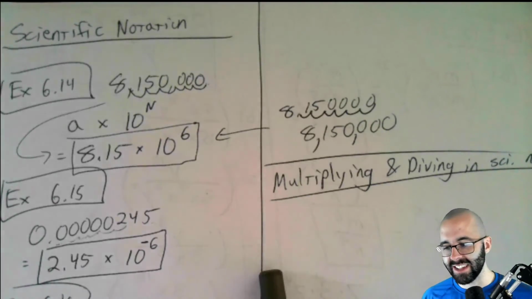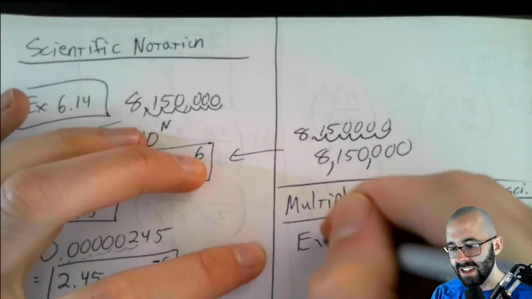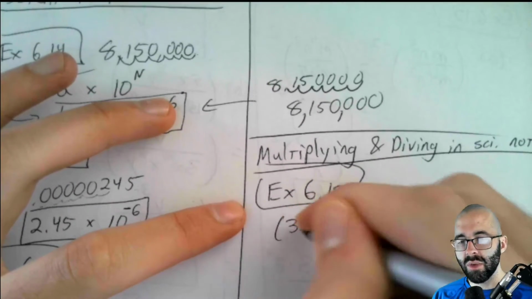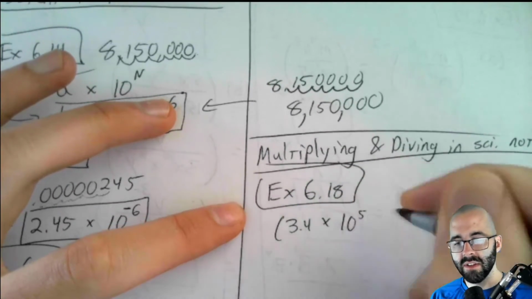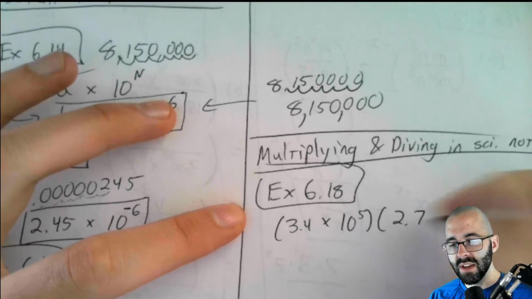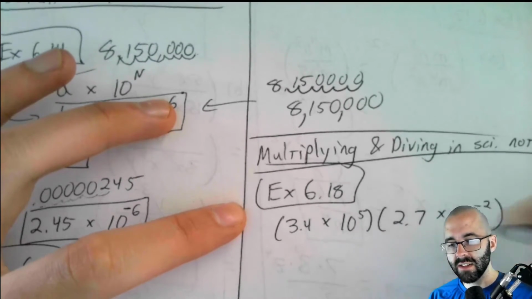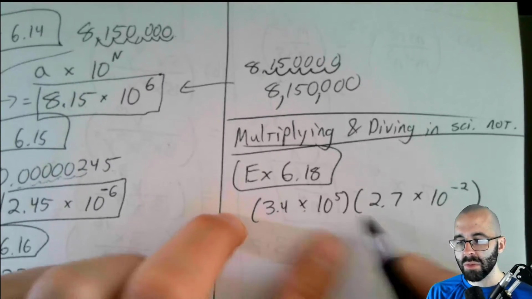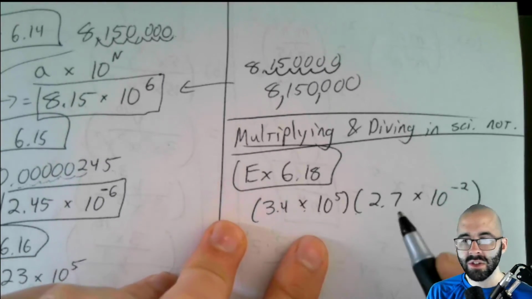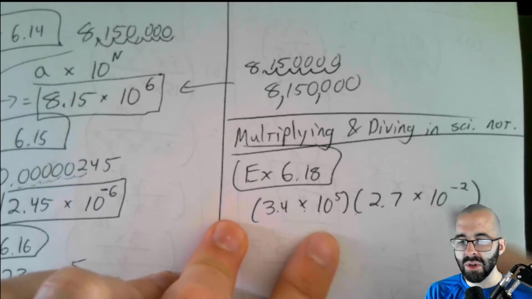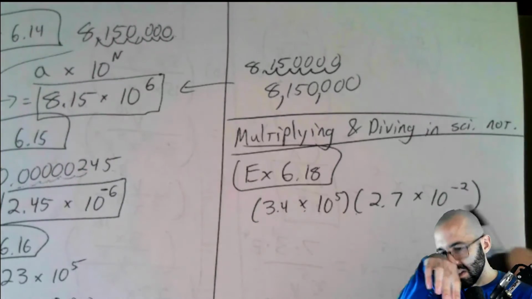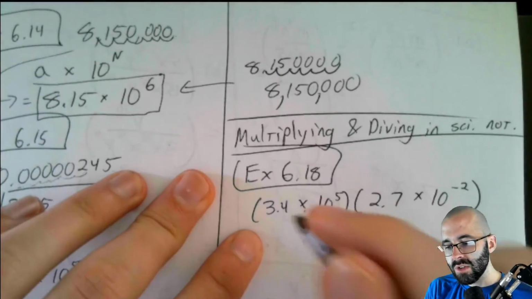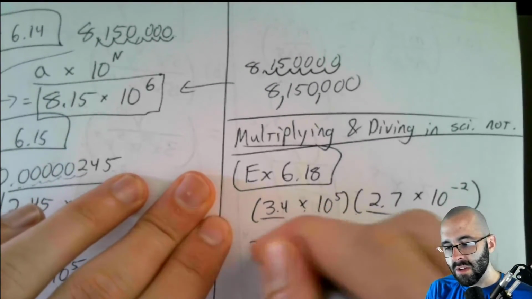Let's do example 6.18, okay? Example 6.18. Let's multiply these: 3.4 times 10 to the 5th times 2.7 times 10 to the negative 2nd. So this is multiplied by multiplied by multiply. There's no addition. Everything's getting multiplied. So we can multiply in any order, and we don't have to worry about order of operations here. So we're going to choose to multiply these things first.